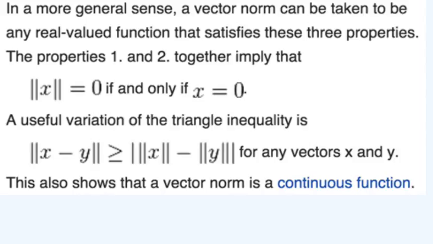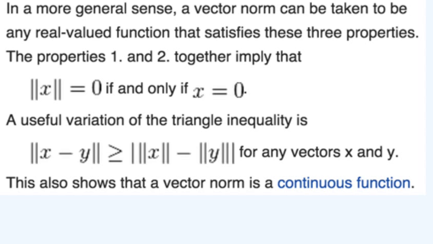And in a more general sense, a vector norm can be taken to be any real valued function that satisfies these 3 properties. So the first 2 properties together imply that the norm of x is 0 if and only if x is 0. And a useful variation of the triangle inequality is also around the negative sign, which is the norm of x minus y is always greater than or equal to the absolute value of the norm of x minus the norm of y for any vectors x and y in the normed vector space. And this also shows that a vector norm is a continuous function.